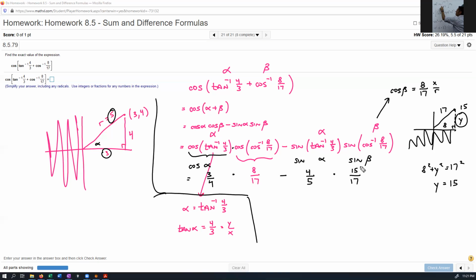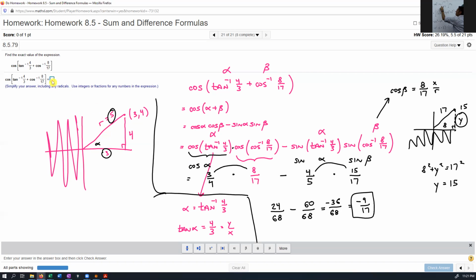Okay, so I think we're here. We're going to have 3 times 8, that's 24, over 4 times 17 on our common denominator, then minus the 4 times 15, which is 60, over the same denominator, 68. And then 24 minus 60 is negative 36 over 68. And that reduces to negative 9 over 17. Okay, let's check this. It's the last problem. So negative 9 over 17.